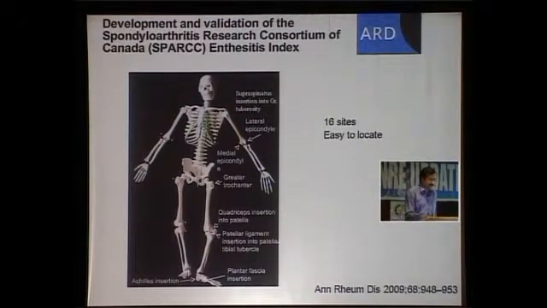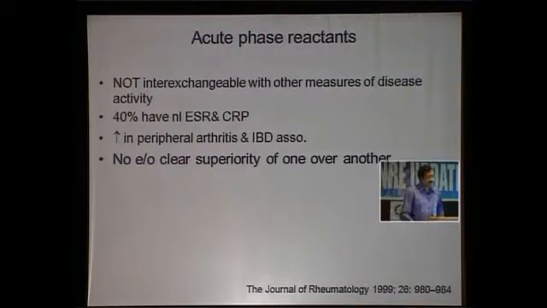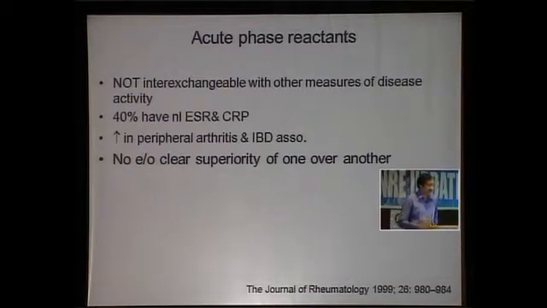Acute phase reactants. One thing you should understand very clearly is that acute phase reactants in the case of spondyloarthropathy can be normal. You see this, 40% of spondyloarthropathy patients have a normal level of ESR and CRP. When the patient has peripheral arthritis or IBD associated arthritis, they go up very high, but there is no evidence of superiority of ESR over CRP, and ESR and CRP cannot be substituted for BASDAI or other measures of activity of this disease.